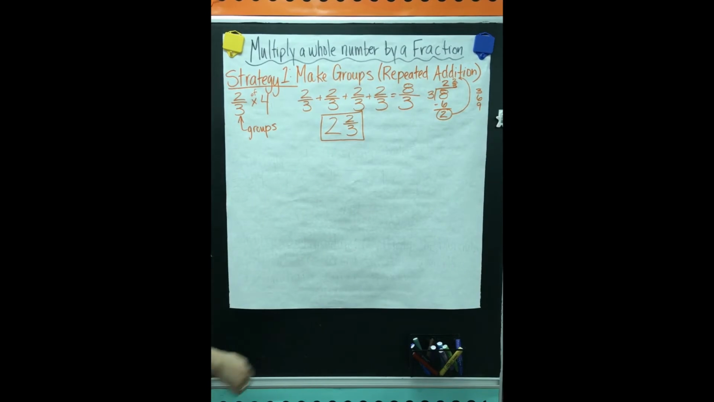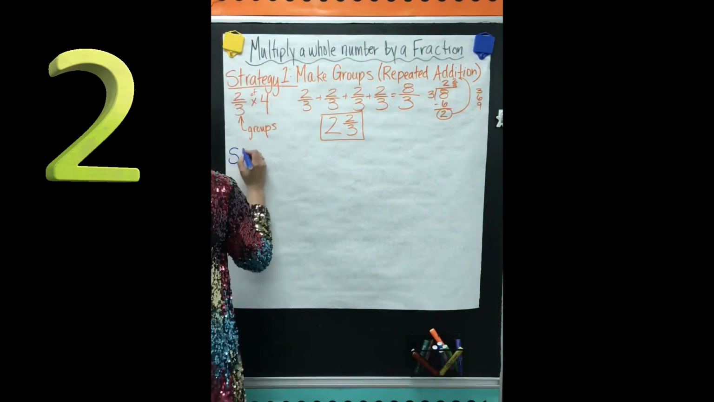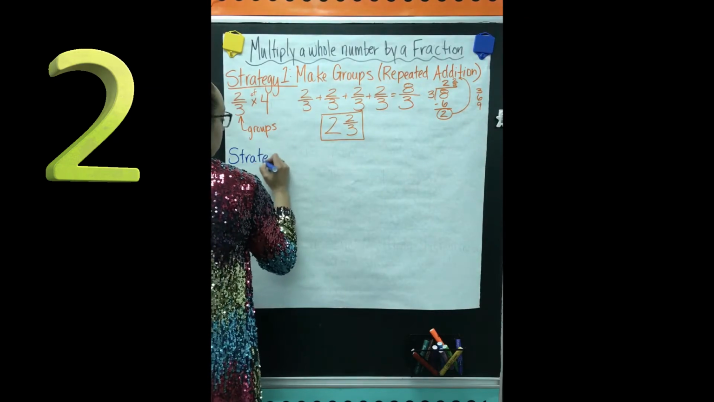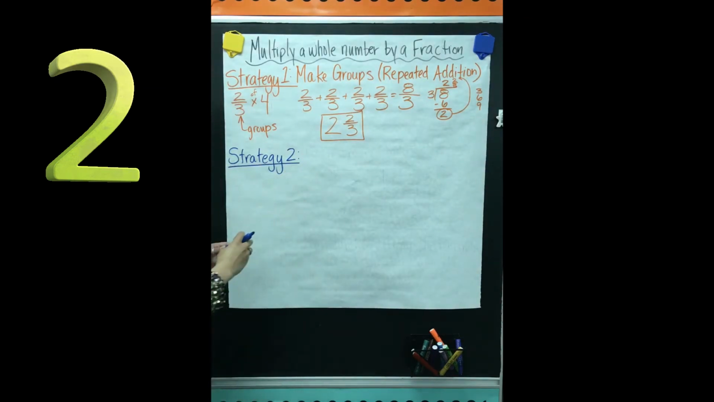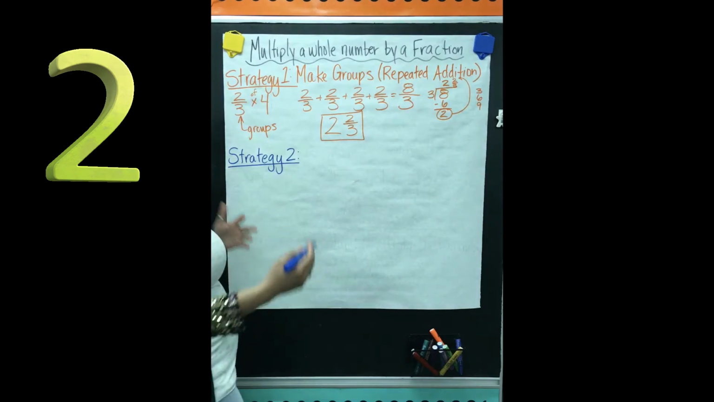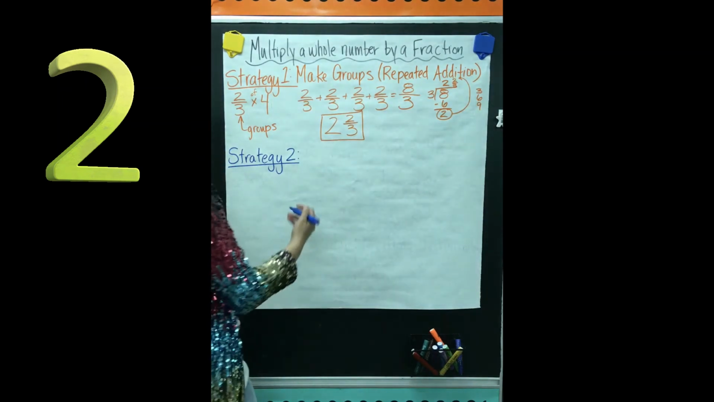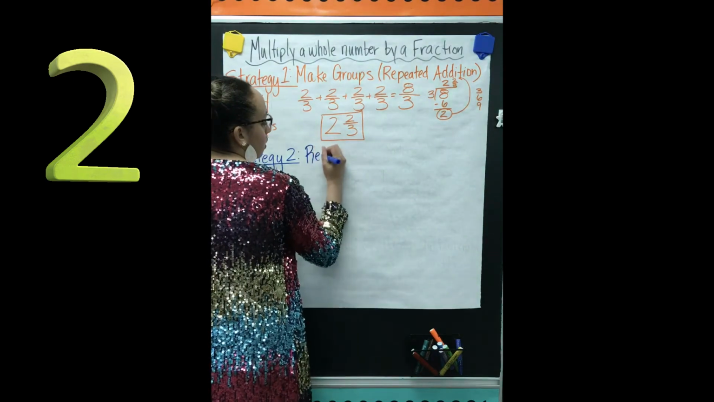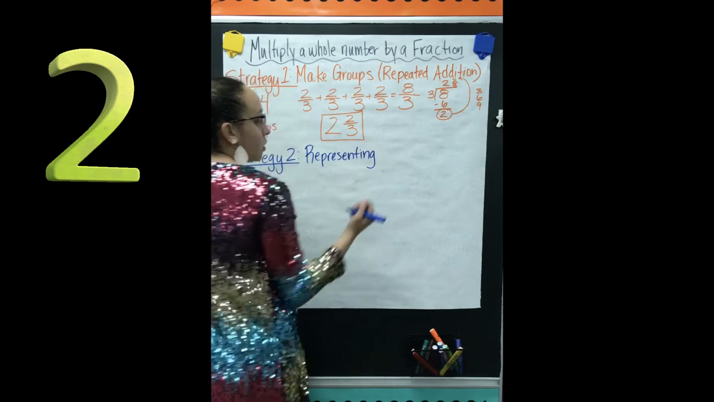So our second strategy, strategy 2, is going to be representing. And if you know anything about Miss Rostrom, she loves to represent things. That's why we practice adding and subtracting on grids. That's why we do all these different sorts of things. So the second strategy is going to be representing.